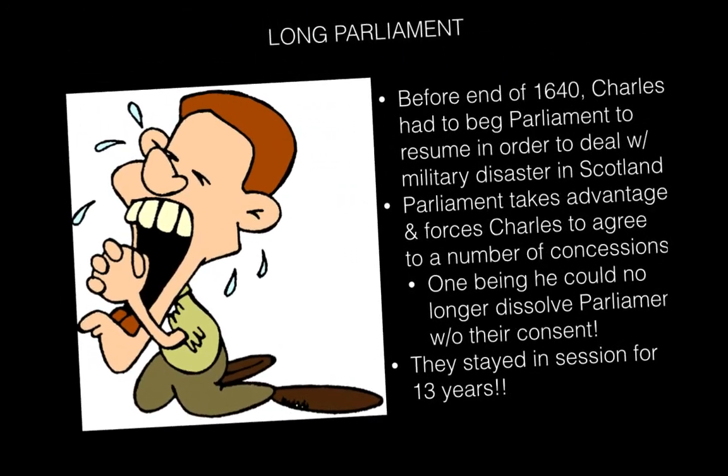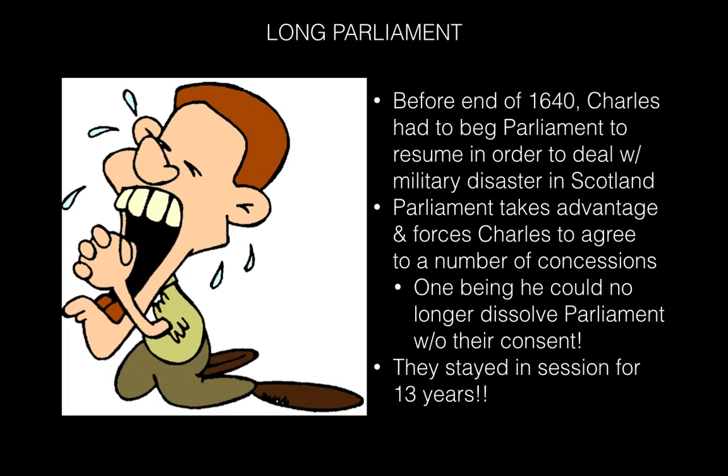Okay, so now before 1640, Charles runs into a major problem. He has to call Parliament back to raise money for the war in Scotland against the Scots. Okay, that's gone terribly wrong. It's become a complete military disaster in Scotland. And the members of Parliament take advantage of the king's problems, and they force him to agree to a number of concessions, including one that he could not dissolve Parliament without their consent.